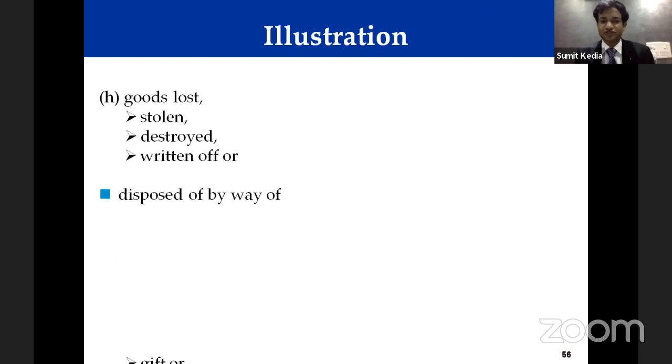Next, if you see, the next entry is goods lost, stolen, destroyed, or written off. So probably we will close in another 5 minutes. We are almost coming to the close of our presentation.